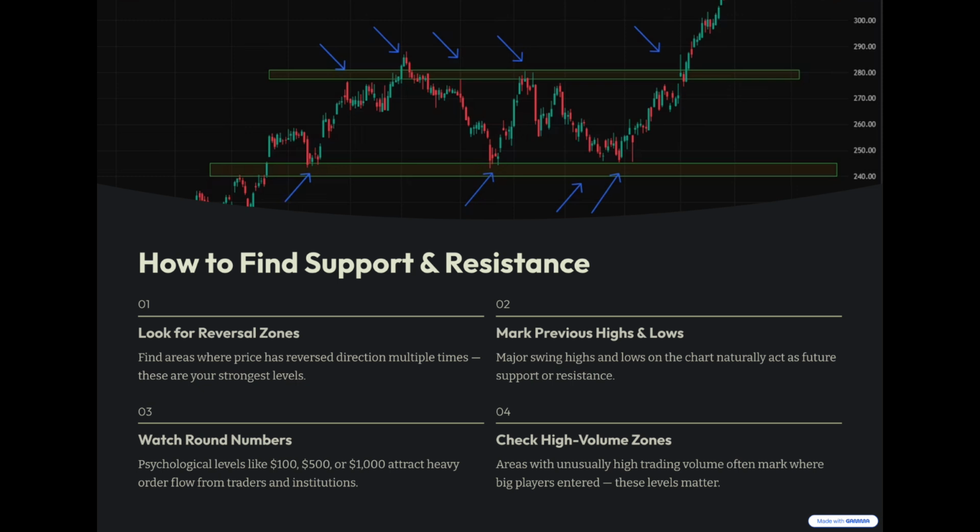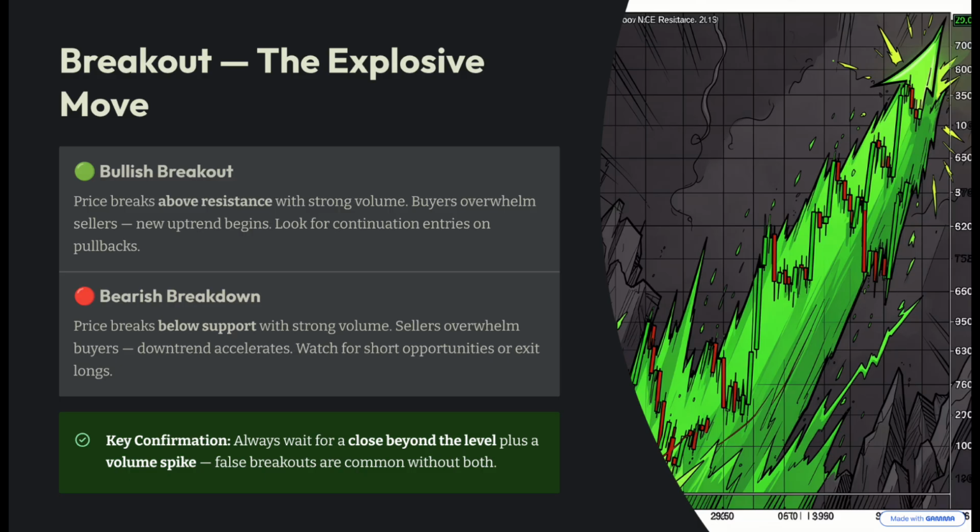Pro tip: don't draw too many lines. Focus on the most obvious ones that the price has clearly respected. What happens when price breaks these levels? Break above resistance equals potential big move higher, a bullish breakout. Break below support equals potential drop, a bearish breakdown.